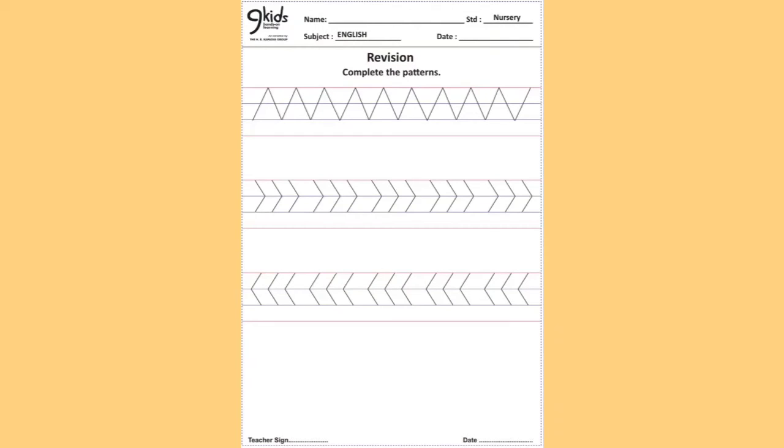Now, I will give you the solution of your practice worksheets. This is the solution of your first worksheet. In this worksheet, you had to trace the patterns and complete all the lines by drawing appropriate patterns. I hope you all have done the same. This is the solution of your second worksheet. In this worksheet also, you had to trace the patterns and complete the lines by drawing appropriate patterns. Hope you all have done the worksheets nicely.